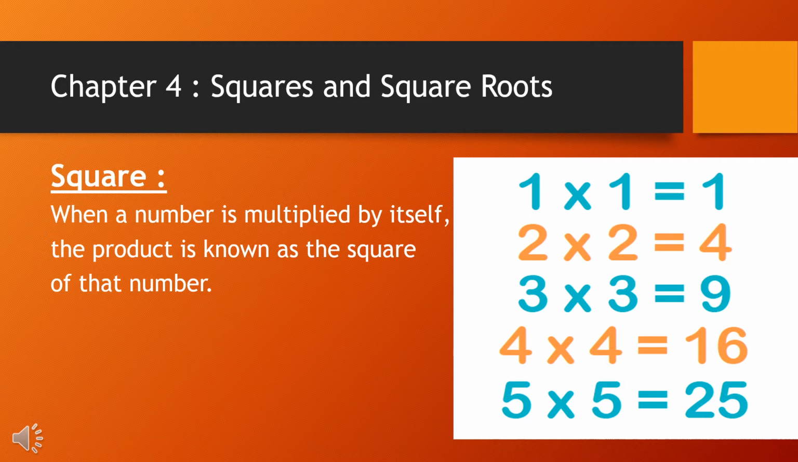You can see the examples given on the right hand side of this page. Whenever I multiply the same number twice, it gives me the square of that number. For example, 1 into 1 is 1, 2 into 2 is 4, 3 into 3 is 9. It goes on and goes on according to the counting. So a number when multiplied by itself gives me a square number.